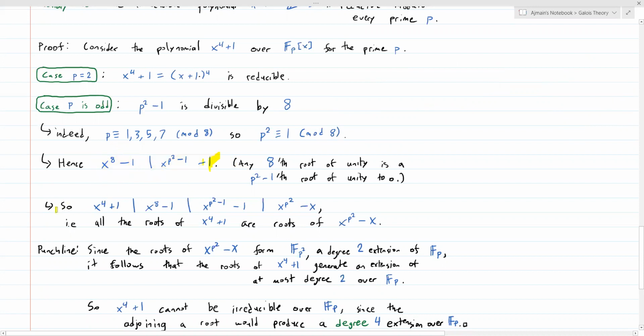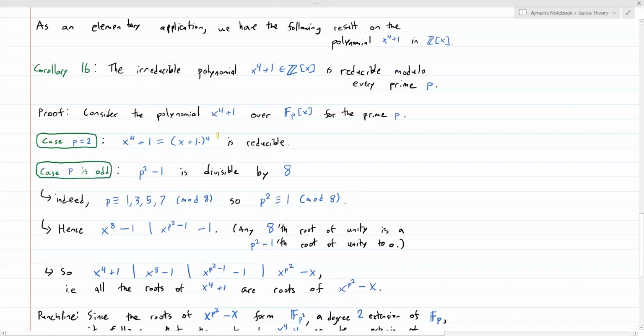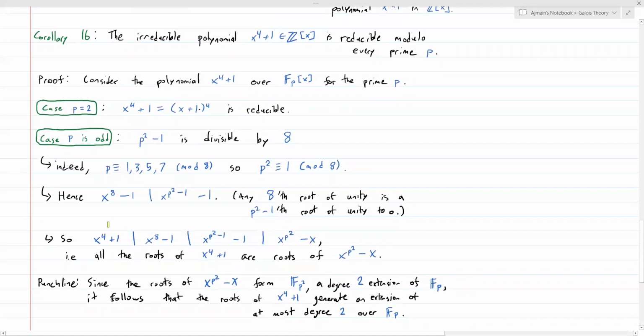Now we have this chain of divisibility. So first of all, x to the 4th plus 1 divides x to the 8th minus 1. Why is this? First of all, notice that x to the 4th plus 1 is the polynomial that we even care about. That's the whole goal of this thing. So we're going to show that this guy is divisible all the way to this guy.